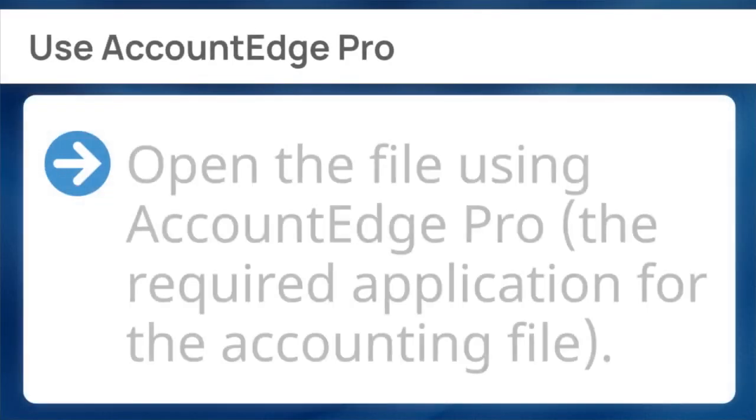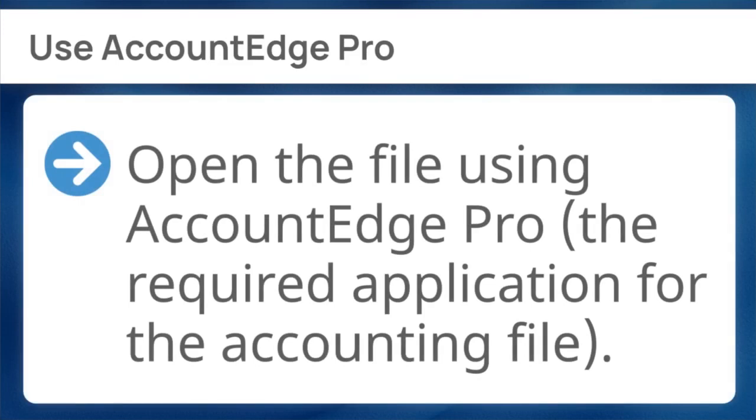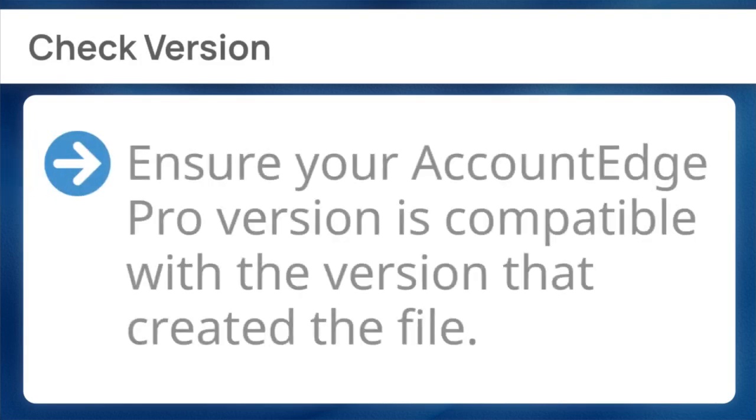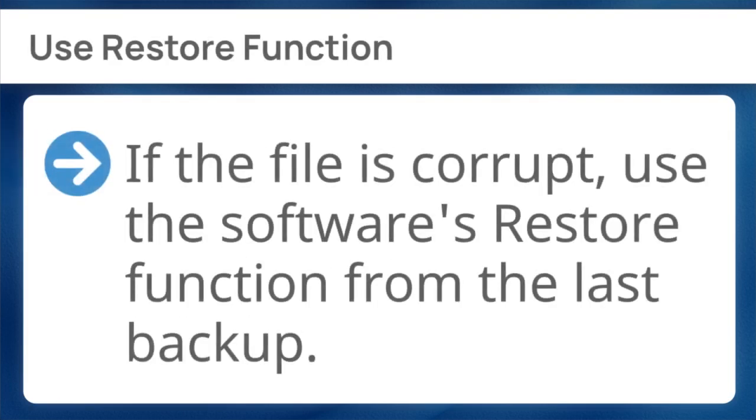First, use AccountEdge Pro. Open the file using AccountEdge Pro, the required application for the accounting file. Next, check version. Ensure your AccountEdge Pro version is compatible with the version that created the file. Finally, use restore function. If the file is corrupt, use the software's restore function from the last backup.